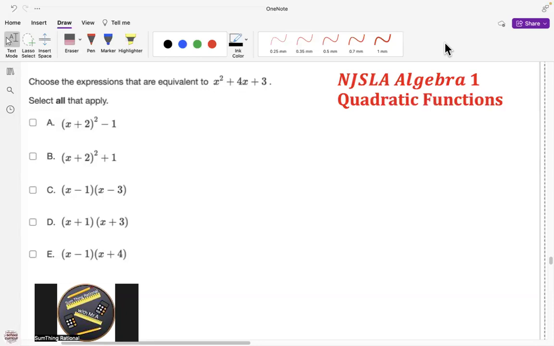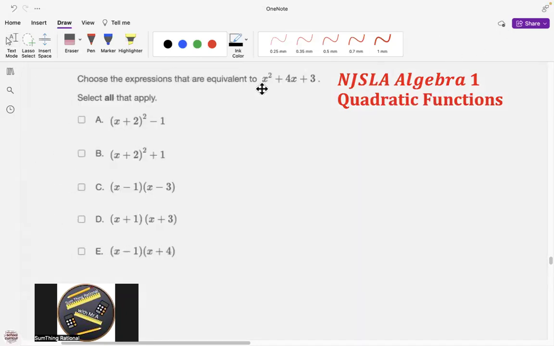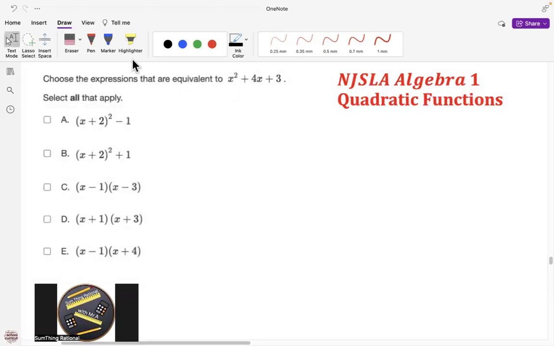So here, x squared plus 4x plus 3 is given as a quadratic expression. We should not solve any equation here, because they don't want us to solve any equation, okay? Which expression is equivalent to this expression? You can pause the video and think about it.